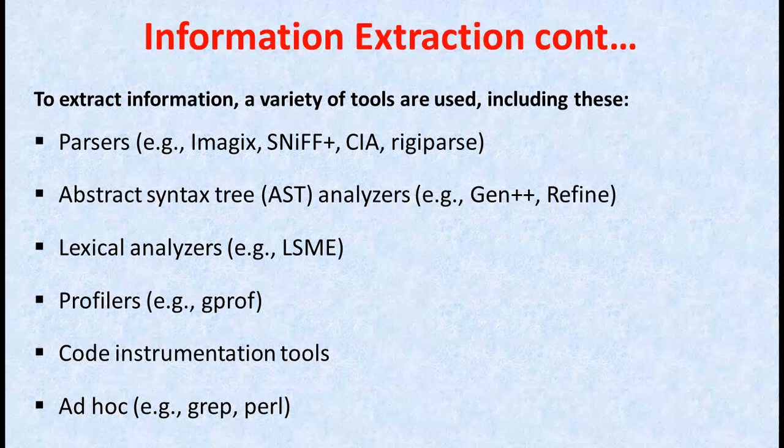Lexical analyzers examine the source artifact purely as strings, or lexical elements or tokens. So the user of a lexical analyzer can specify a set of code patterns to be matched and output. Similarly, a collection of ad hoc tools such as grep and Perl can carry out pattern matching and searching within the code to output some required information. All these tools, code generation parsers, AST based analyzers, lexical analyzers, and ad hoc pattern matchers, are used to output the static information.